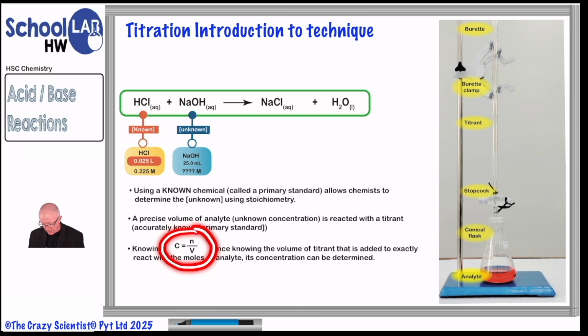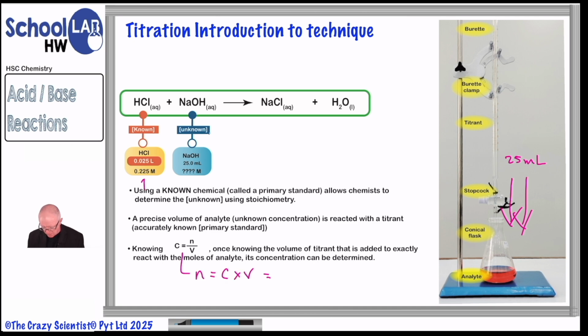Now we know our relationship here between number of moles, concentration and volume. So if I now add my HCl down into my analyte, and I find that I have added 25 mL of that, then I can go, okay, how many moles have I just added to that conical flask to undergo complete neutralization? And we can rearrange this formula to go number of moles as concentration times volume.